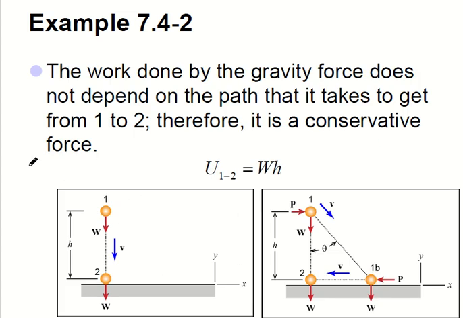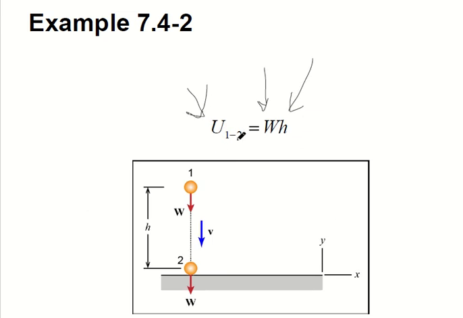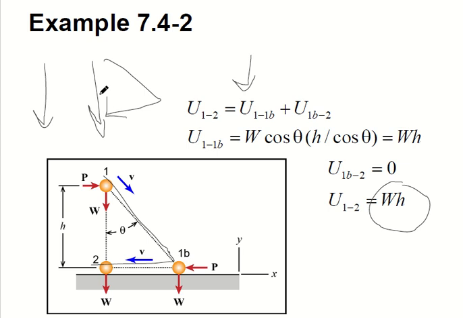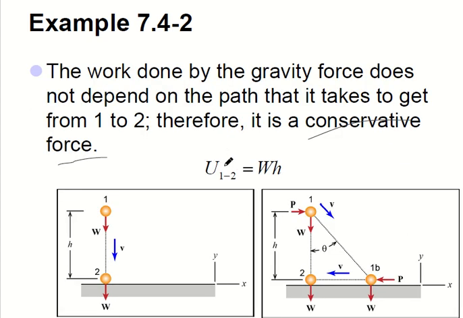And the next one is that the work done by the gravity force does not depend on the path that it takes to get from 1 to 2, so therefore it is a conservative force. So here is the first path going that way. You get WH. Second, you still got WH, going that way. So you have just compared this path and then that path, because the resultant is this anyway. Since the work doesn't depend on the path, that type of force is called conservative. So the force of gravity is conservative, causing things to come straight down.